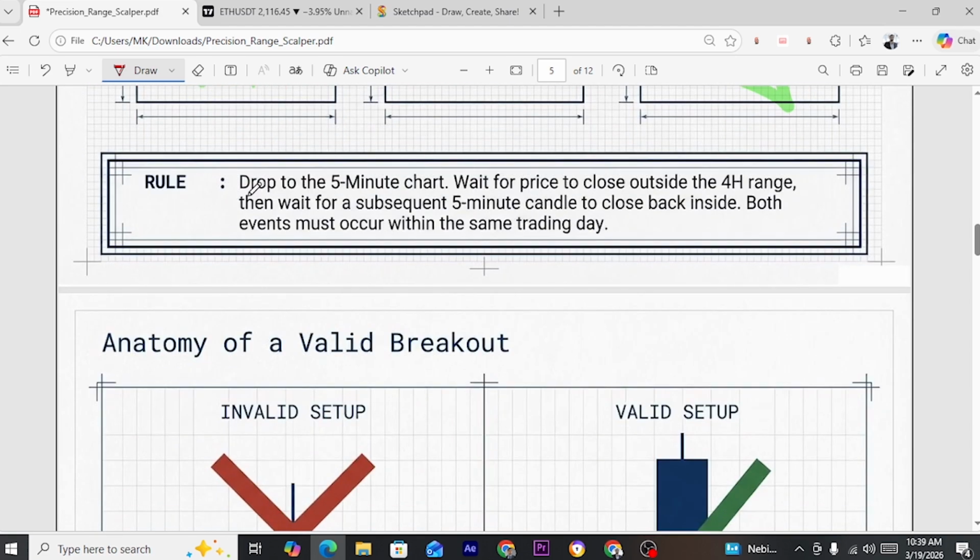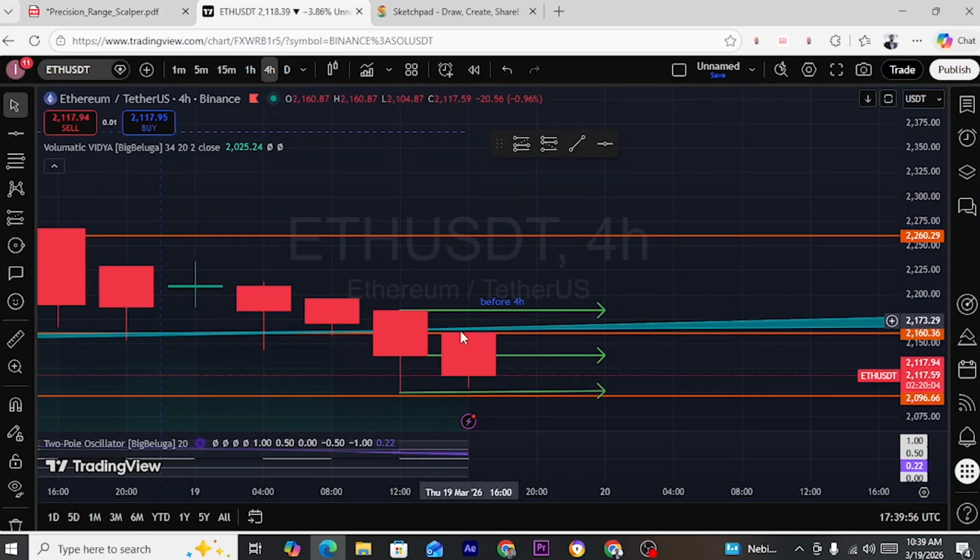So the rule: drop to the 5-minute chart. We have to go to the 5-minute chart and wait for price to close outside the 4 hour range. So we have to wait until the 4 hour candle is closed. That means we have to wait 2 hours to really play with that candle, so we haven't enough time. So we have to learn from the previous one to do it for the next candle. So learn from this.